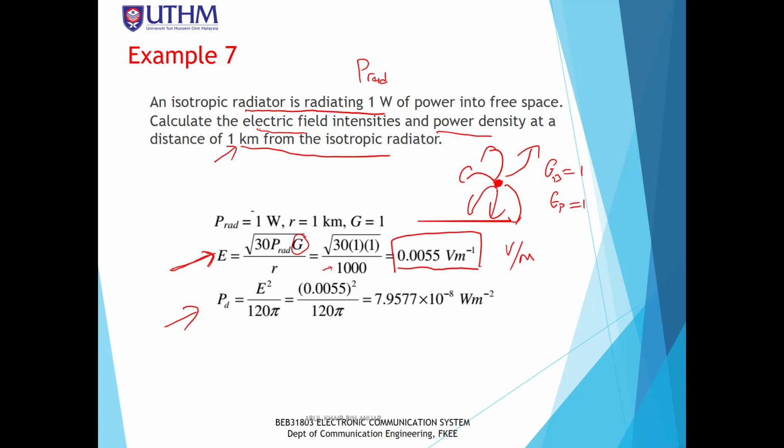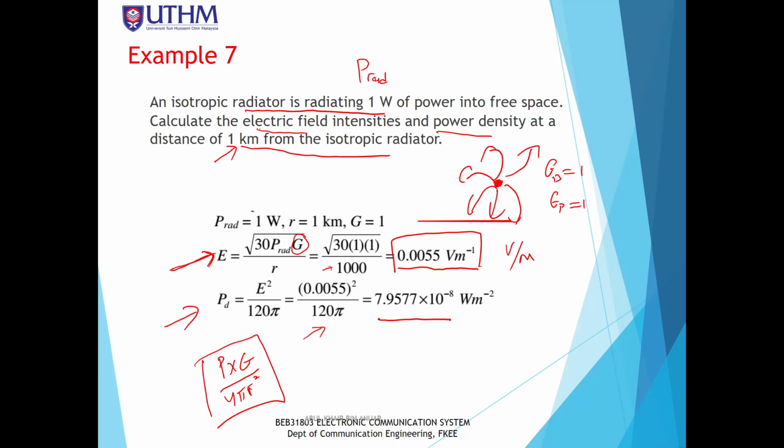So 0.0055 square divided by 120 pi. So you're going to get 7.9577 multiplied with 10 to the power of minus 8. The unit is watt per meter square. So you see that if you use another equation, I believe you also will get the same answer. Either you want to use P times G divided by 4 pi r square. So you can also use this equation to find the power density.